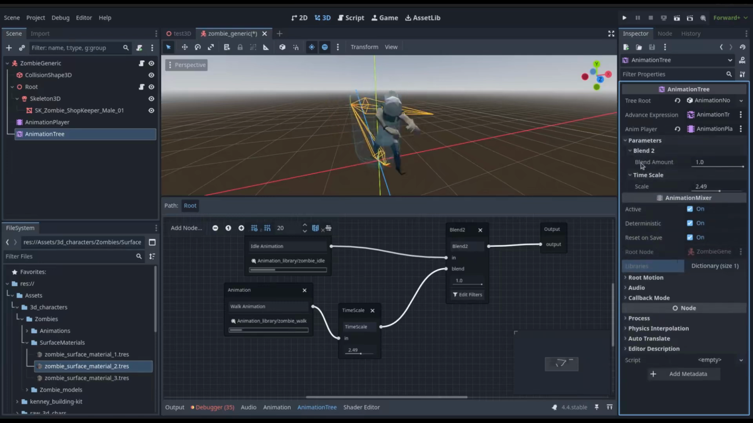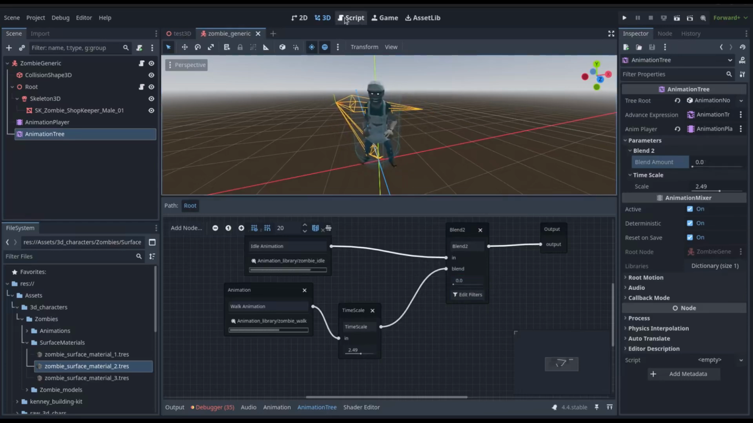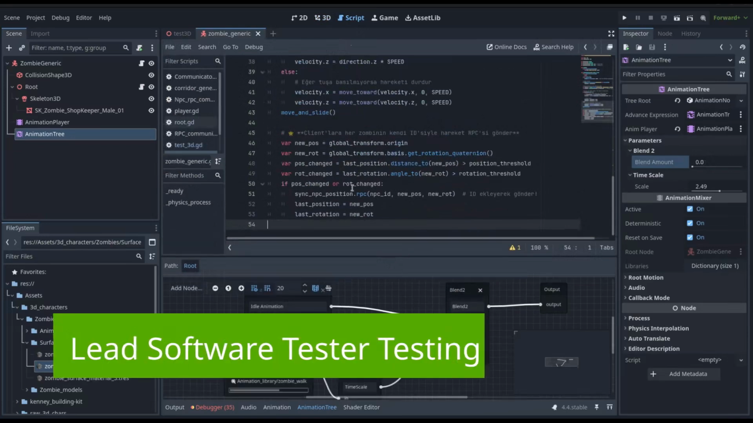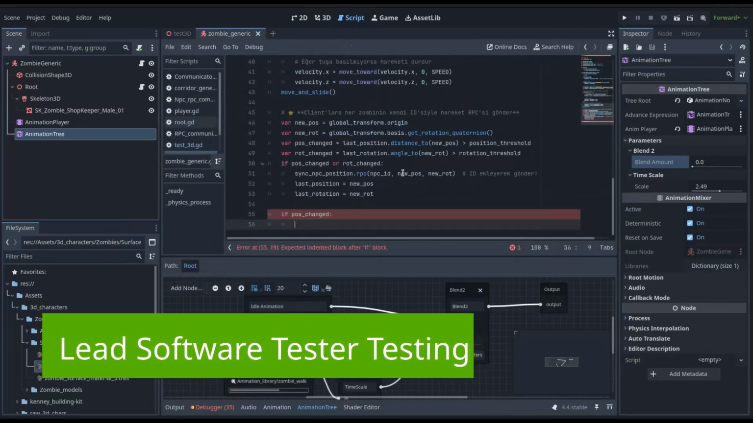Honestly, if I hadn't moved the camera up, they might have reached Mars. And at that moment, I had to accept the hard truth. This was no longer a zombie game. It was starting to look more like a Kerbal Space Program DLC. But of course, every major bug needs proper testing, so I had my lead software tester take a look at it.